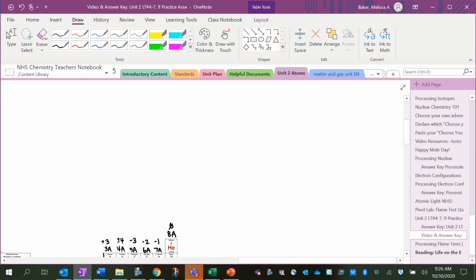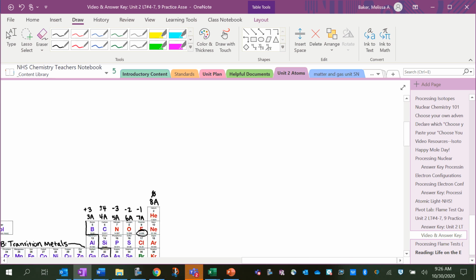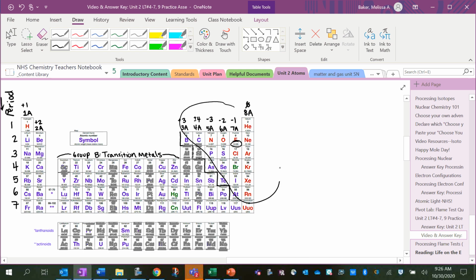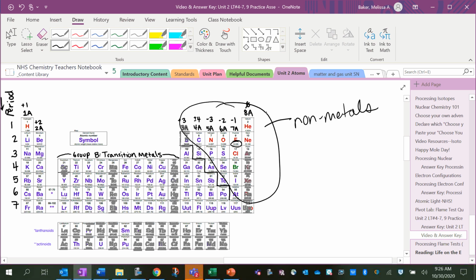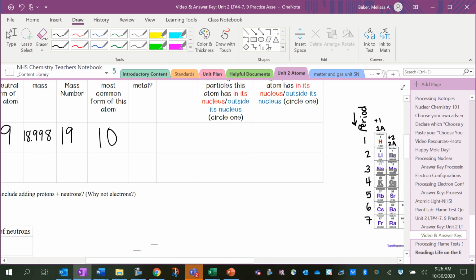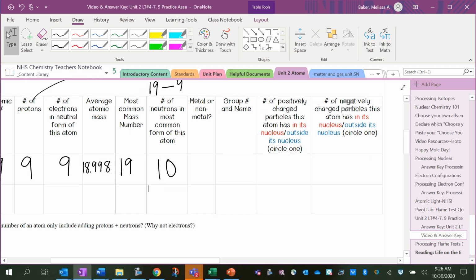Is it a metal or a non-metal? Well, it's to the right of the zigzag. All of these to the right of the zigzag are non-metals. Also, fluorine is in group 7A, which we're going to need that information soon. So it is a non-metal. It is in group 7A, and that is the halogens.